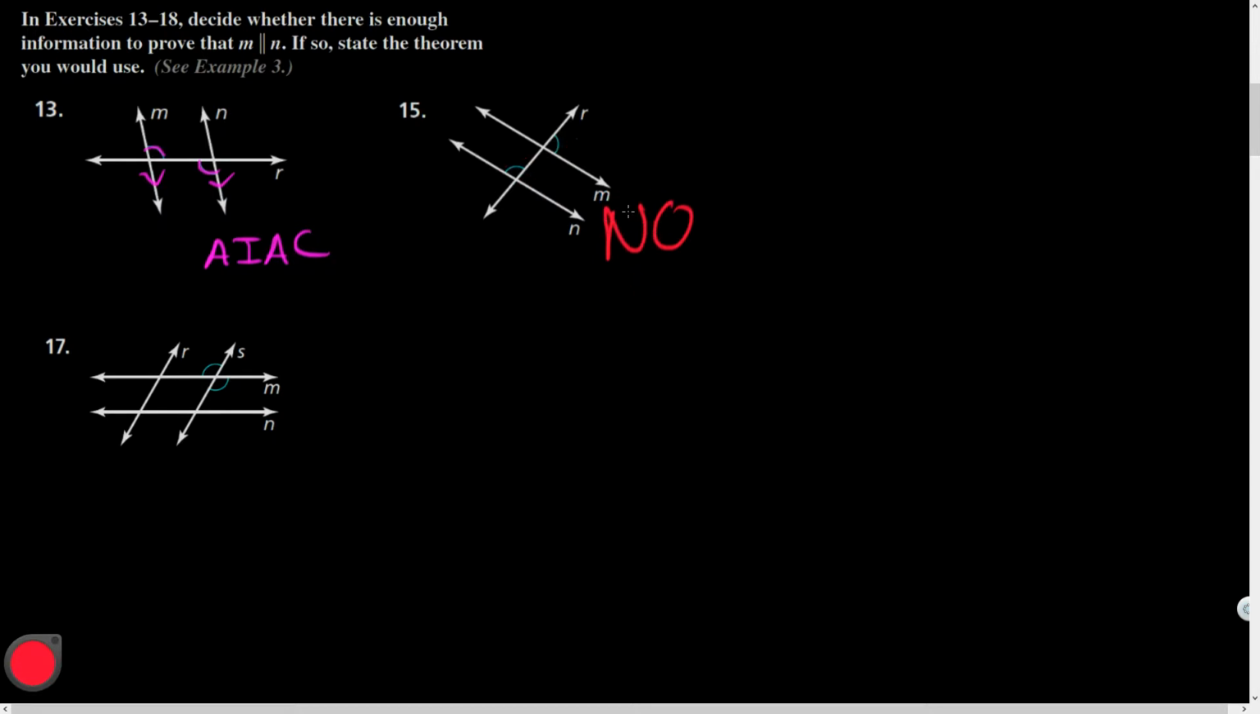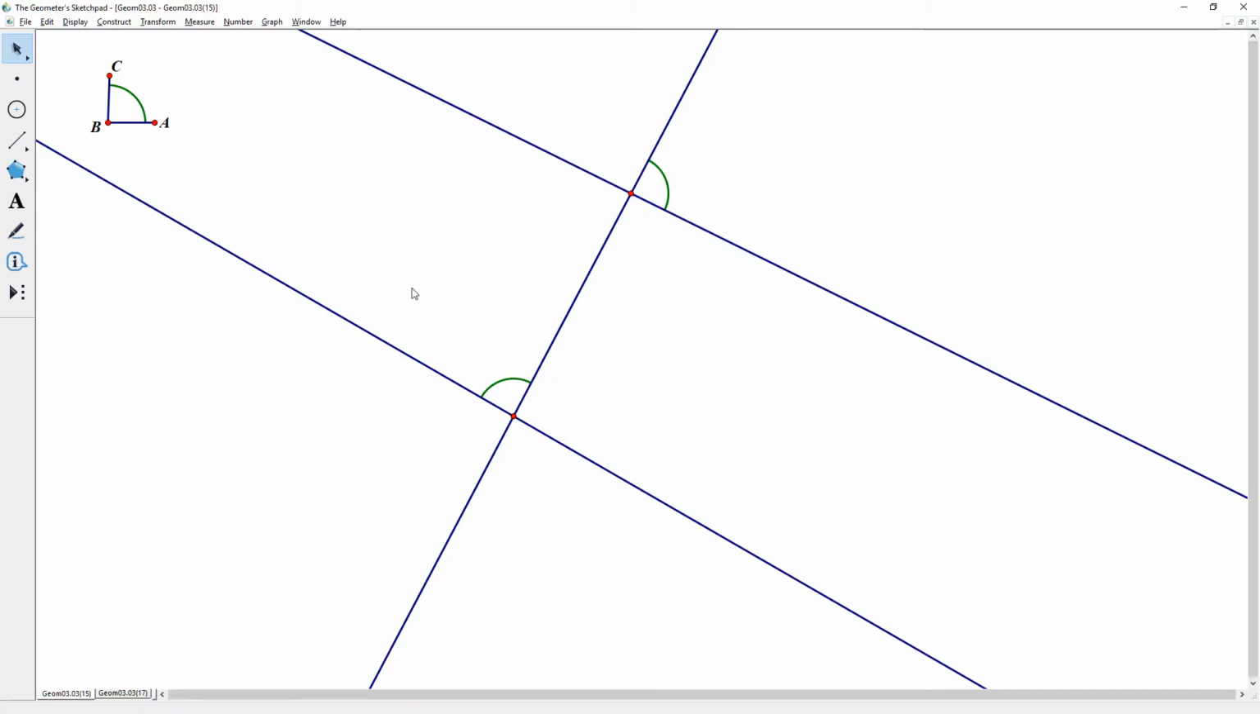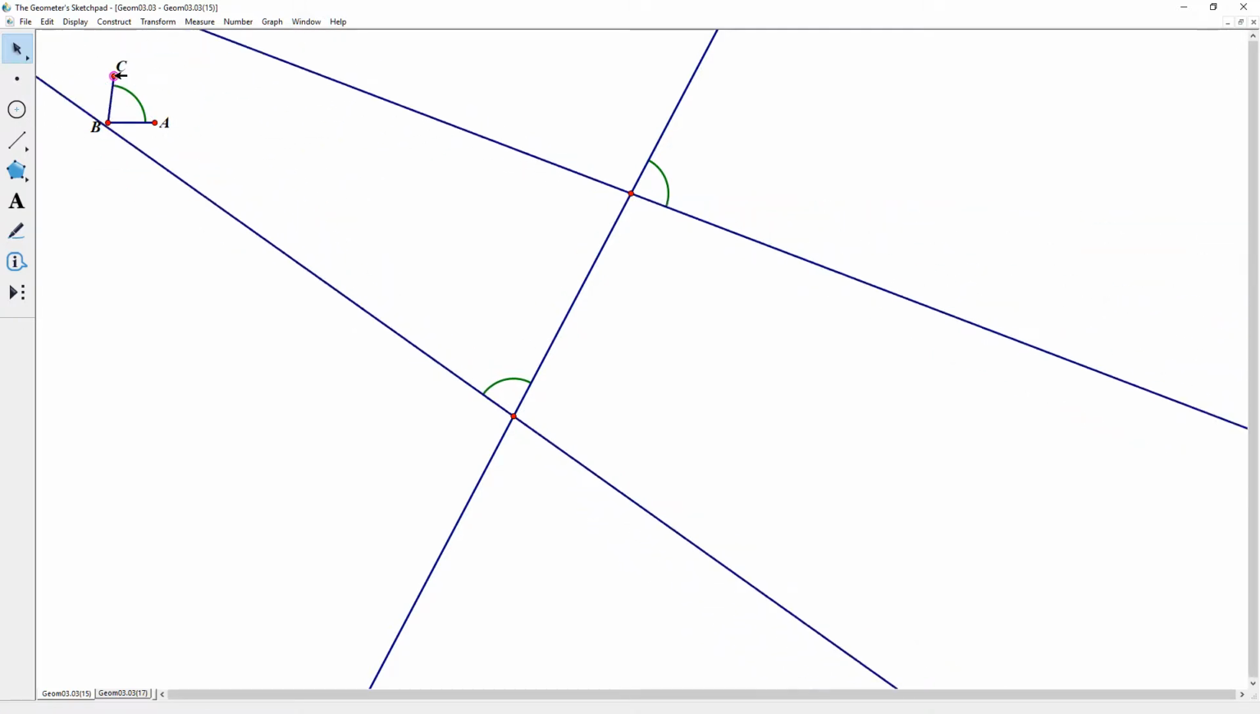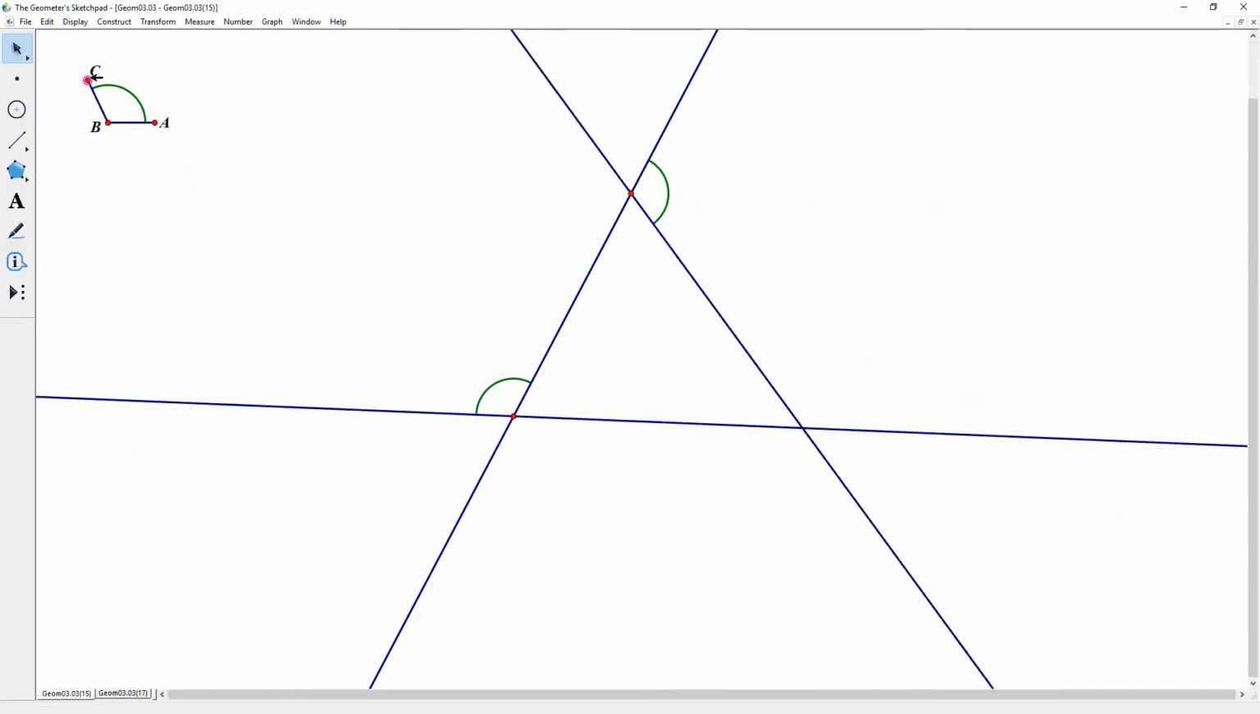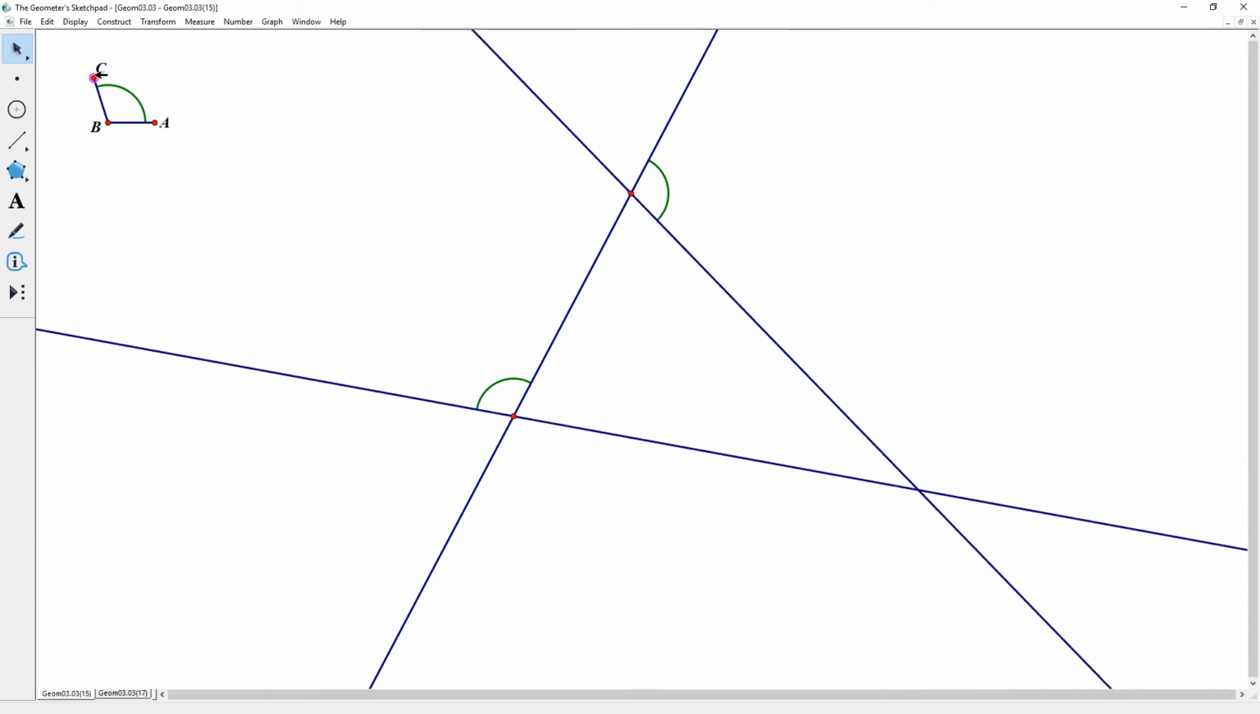So check this out. I've got a little doodle for you right here. Here's that same sketch, internet friends, right? And watch this. Those are those angles. And if I change these measurements, here we go. Notice those angles stay congruent, but those lines are not parallel.